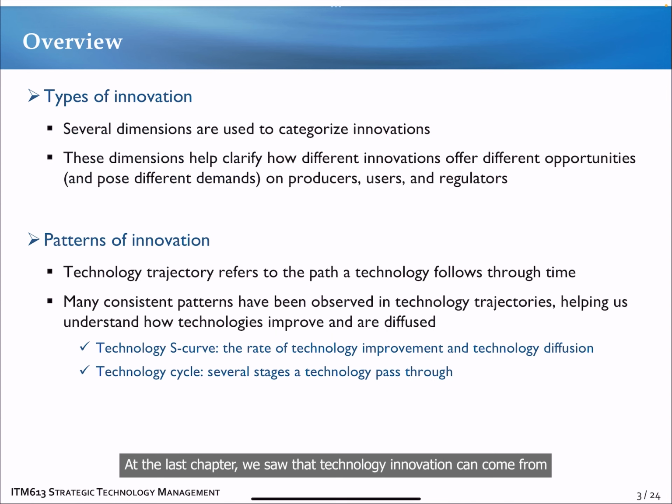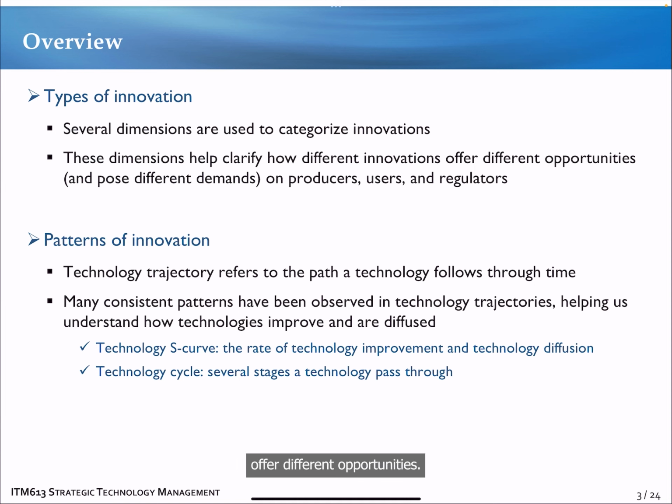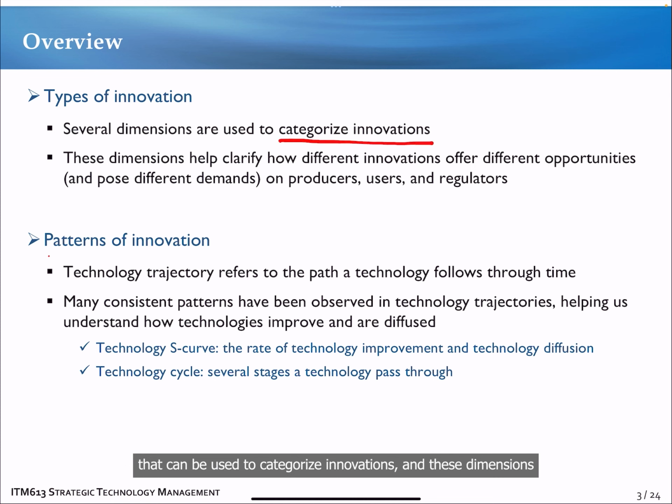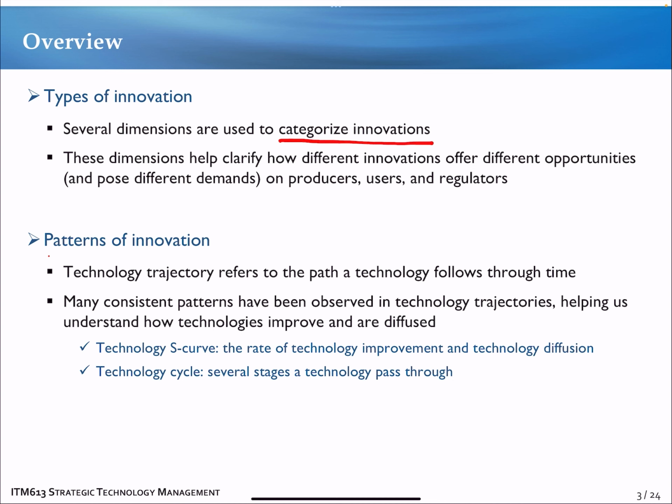In the last chapter, we saw that technology innovation can come from many different sources and take many different forms. And different types of technological innovation offer different opportunities. There are several dimensions that can be used to categorize innovations. And these dimensions help clarify how different innovations offer different opportunities to producers, users, and regulators. So we will first review some dimensions that are often used to categorize innovations.